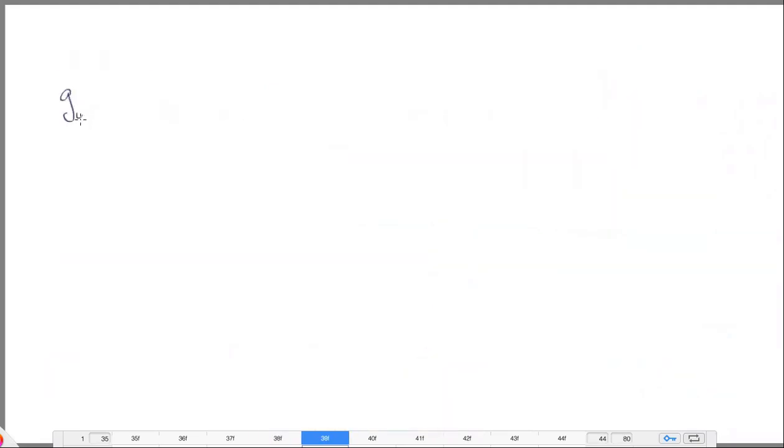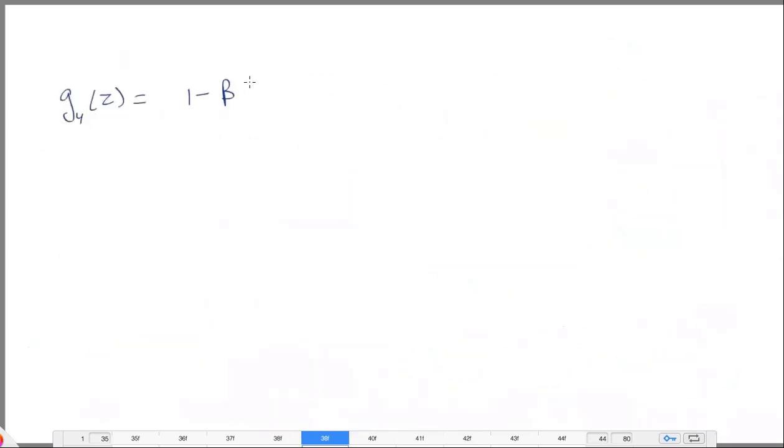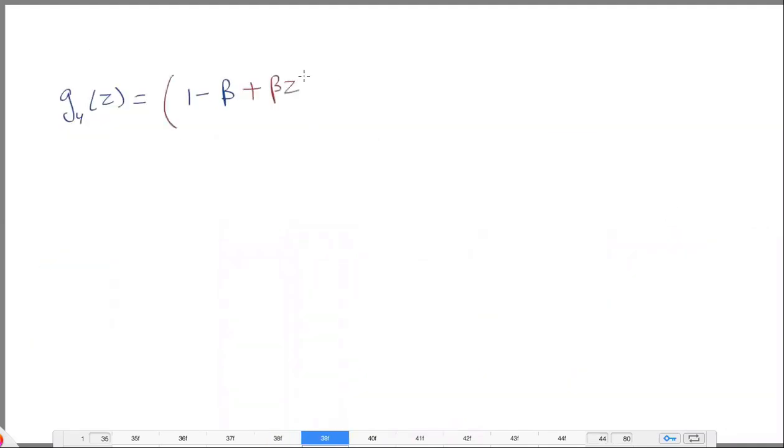GYZ is given to be like this. GYZ is 1 minus beta plus beta z power n. You can plug in the value of beta to be 1, right? Because what is the range of beta? Beta is from 0 to 1, closed interval. So there is no problem in that. So let's just say that this is 1. Then this GYZ is nothing but z power n, right?